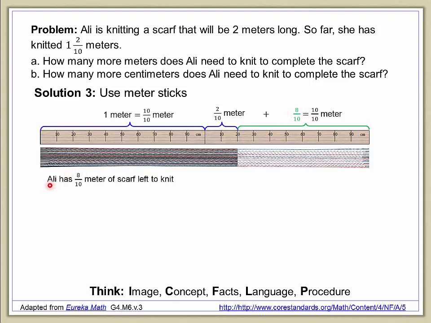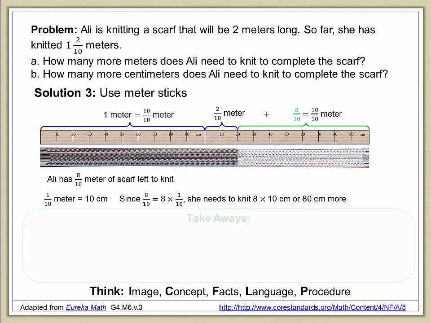So this is our answer to the first problem. Ali has 8/10 of a meter of scarf left to knit. And if we want to convert that to centimeters, we have to remember that 1/10 of a meter is 10 centimeters, right? We had that before. 1/10 of a meter is 10 centimeters. So 8/10 of a meter is going to be 8 times that. And so she needs to knit 8 times 10 centimeters, or 80 centimeters more.